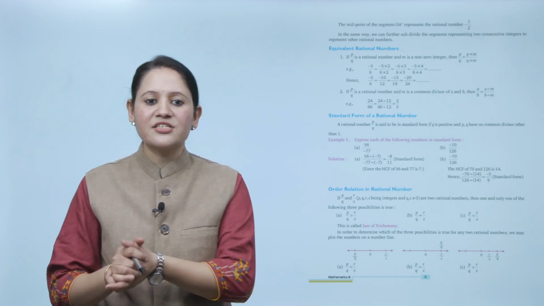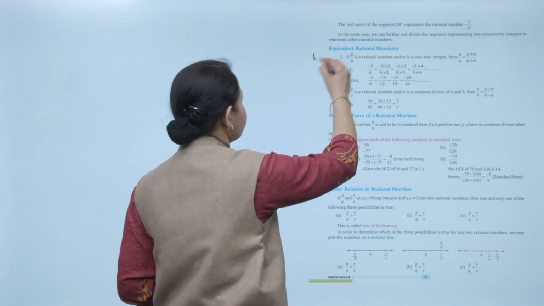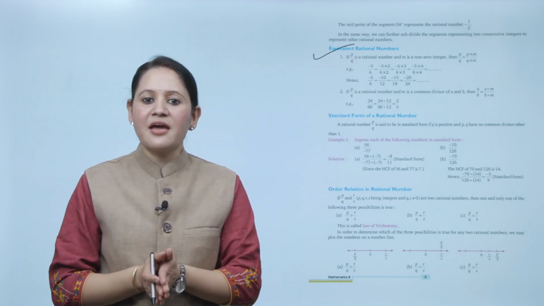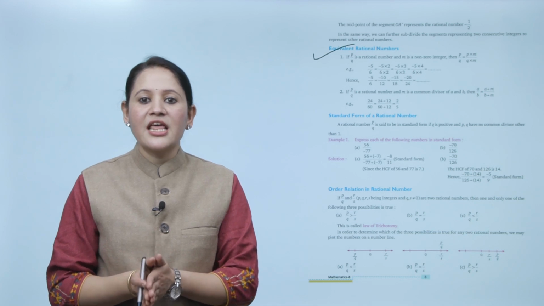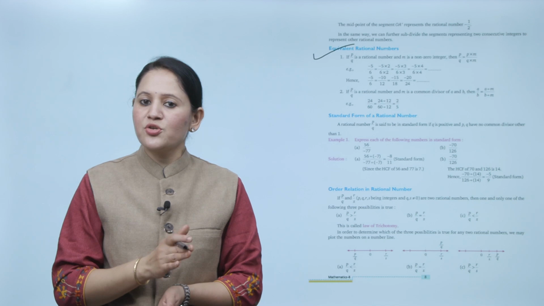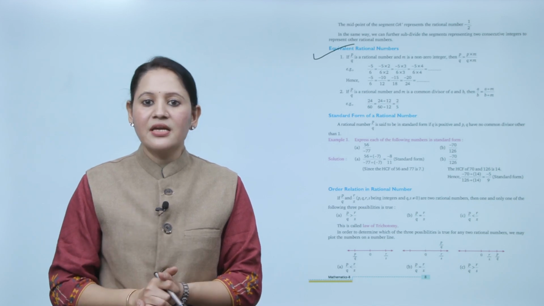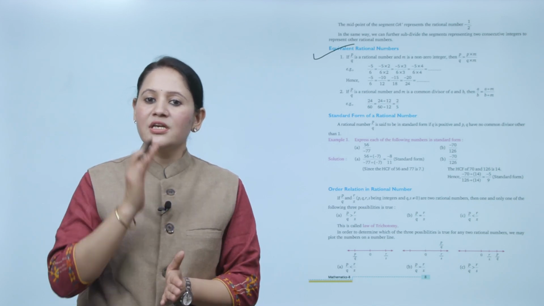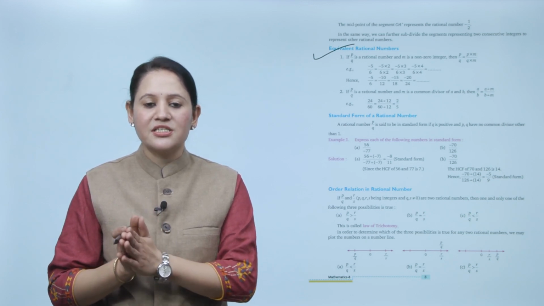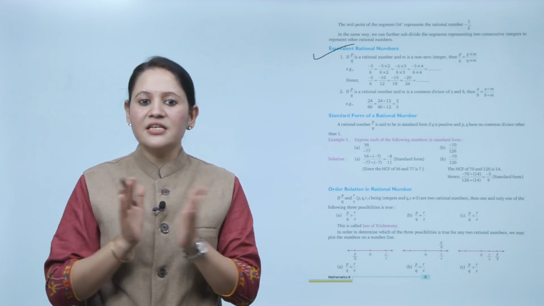Next, equivalent rational numbers. If p upon q is a rational number and m is a non-zero integer, then p upon q equals p multiplied by m upon q multiplied by m. Here we have multiplied both numerator and denominator with the same non-zero integer. So, their value will remain unchanged.